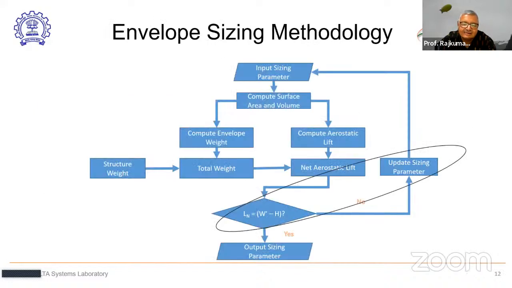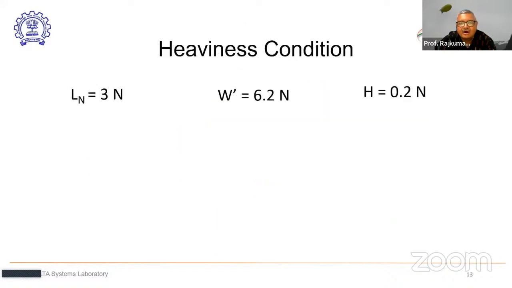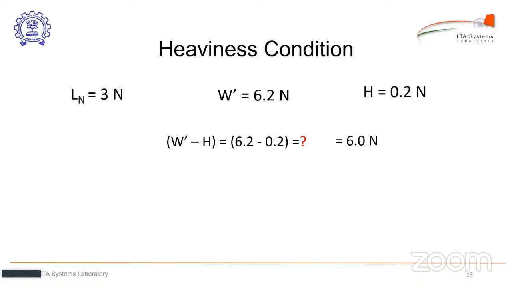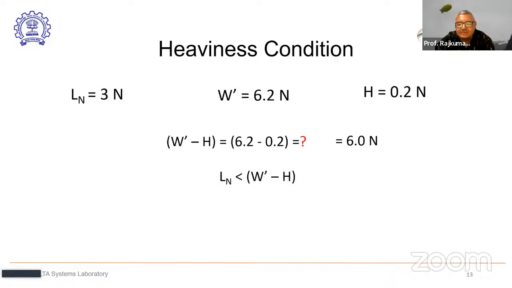So now we look at whether the net lift is matching W dash minus H. If not, then we have to update. This is called the heaviness condition check. The net lift is 3 newtons, W dash was 6.2 newtons, and H we want as 0.2 newtons. So what is the value of W dash minus H? It is 6 newtons, and we see that the net lift is half of the required value of 6 newtons.